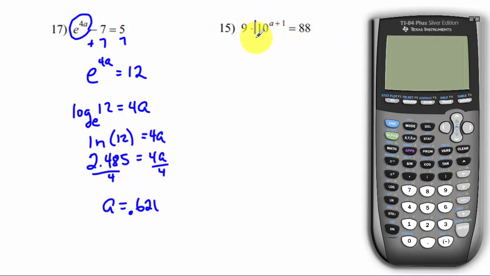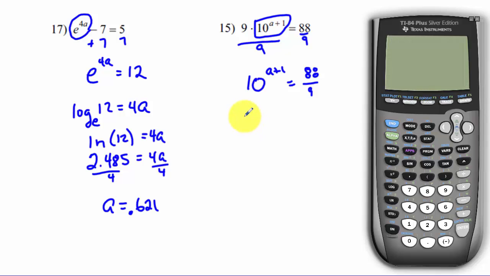This is our power term or exponential term. We have a multiplication here, so I'm going to divide by 9. So I have 10 to the a plus 1 power equals 88 ninths. Now you could go ahead and convert that to decimal. I'm going to leave it as a fraction so that I'm not rounding.